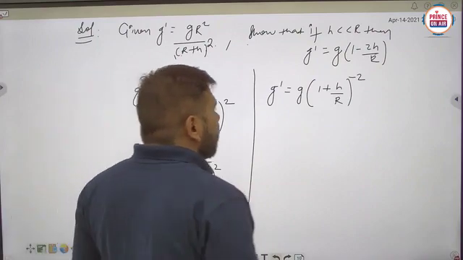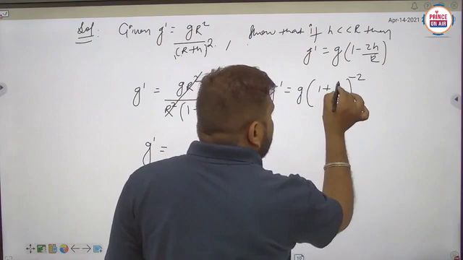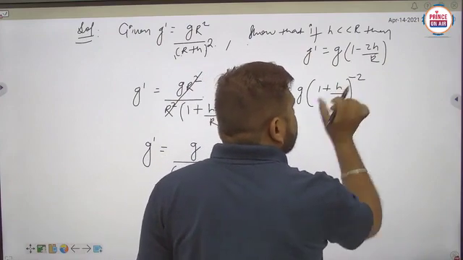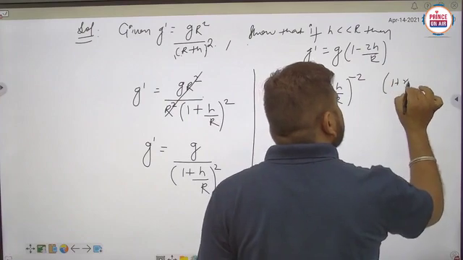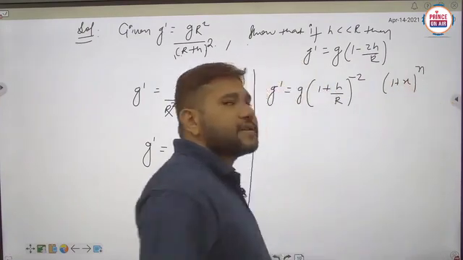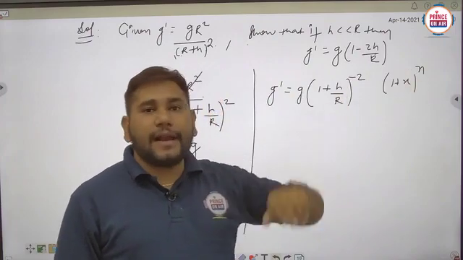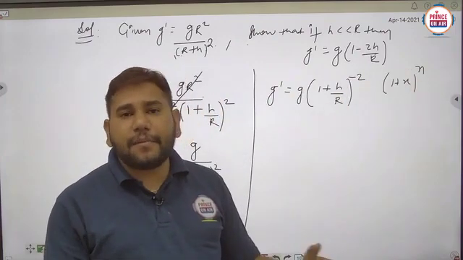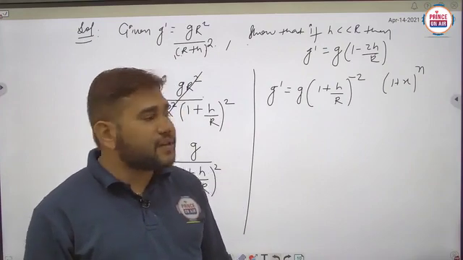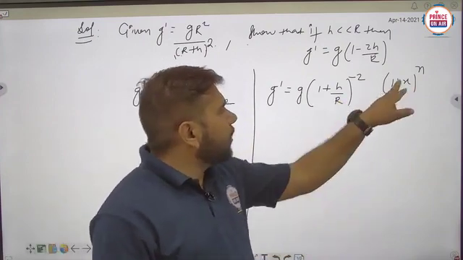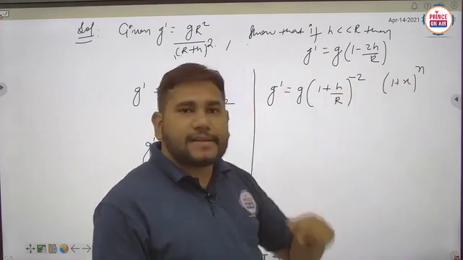Clear beta? Now I can compare this one, 1 plus h by r to the power minus 2, with 1 plus x to the power n. In the previous class, we were talking about how x is a real number and n is a number that may be a positive integer, a negative integer, or a fraction. So here 1, and who is x? x is h by r. Who is n? n is minus 2.